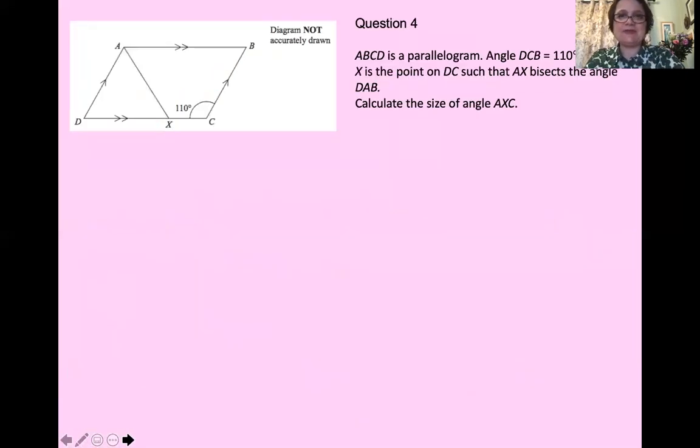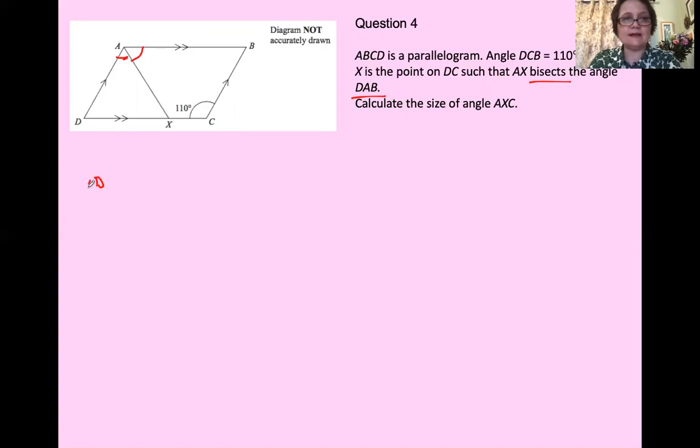Next question, question number 4. ABCD is a parallelogram. Angle DCB is 110 degrees. Angle X is the point on DC such that AX bisects the angle DAB. So what does it mean, bisect the angle DAB? That means this angle here and this angle here.